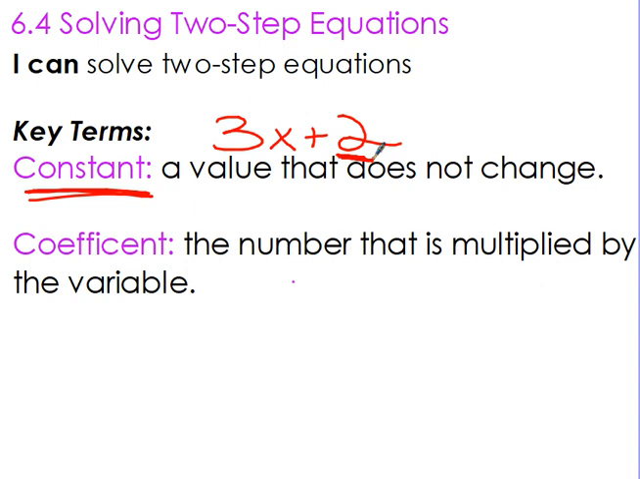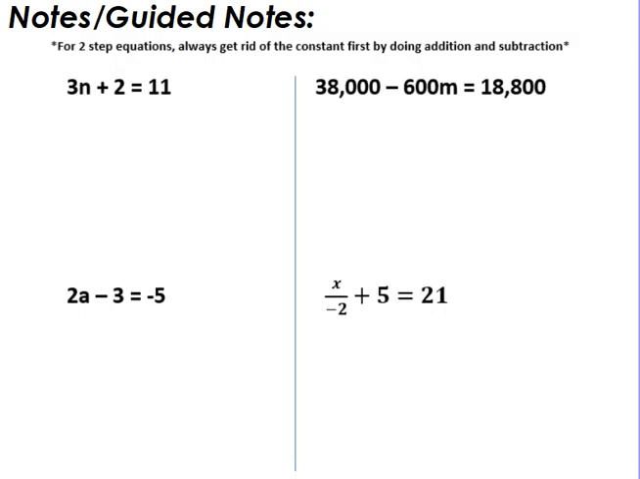A coefficient is a number that is multiplied by the variable. So you already had this definition for coefficient. Yes, you do need to write it down again because that's important, and that's why we're having you write it down twice. You need to know what the coefficient is. It's a number that's being multiplied by the variable.